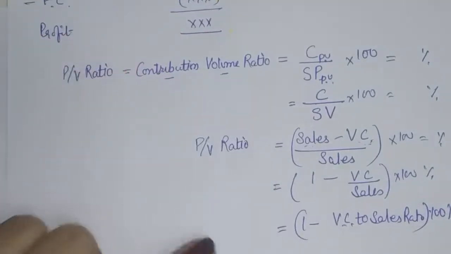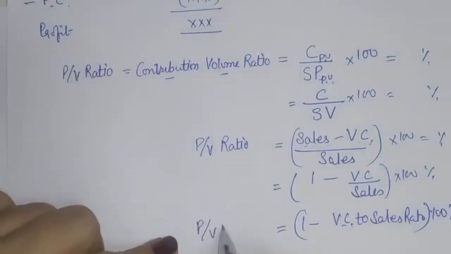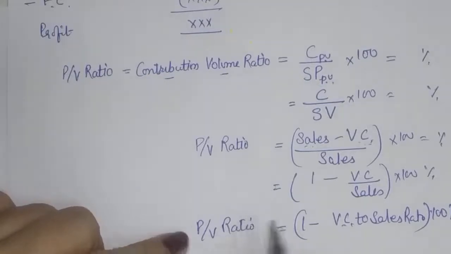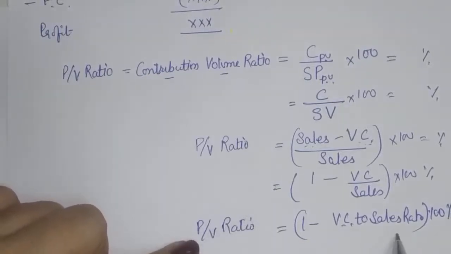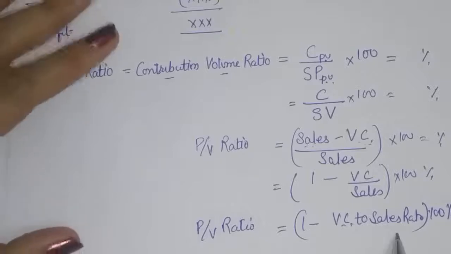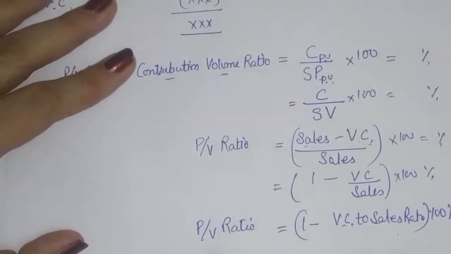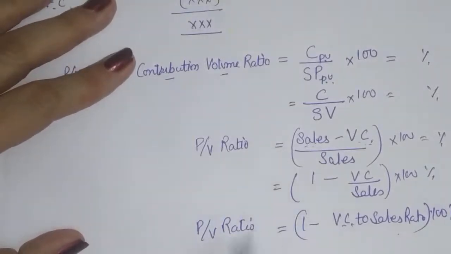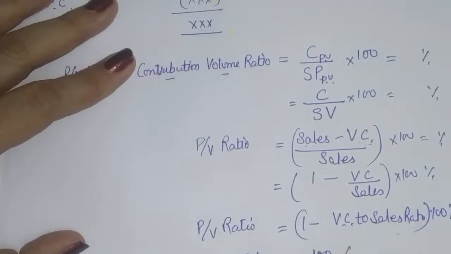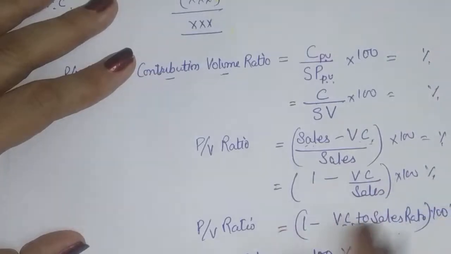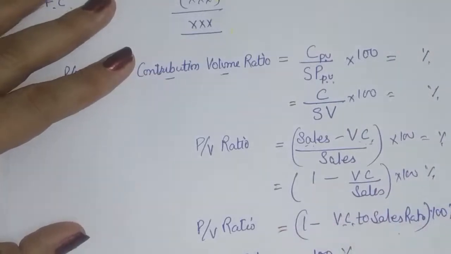So what we get is that PV ratio is complementary to variable cost to sales ratio. Because if I take both the ratios together, PV ratio plus variable cost to sales ratio is equal to 1, that is 100%. Right? 1 complete, 1 into 100%. It means it is 100%.